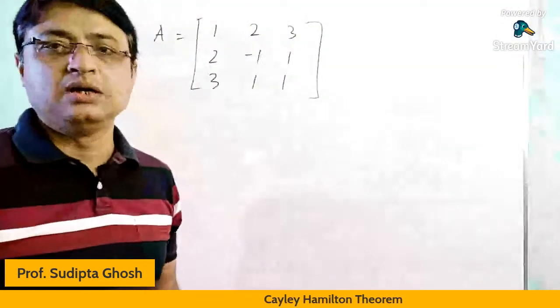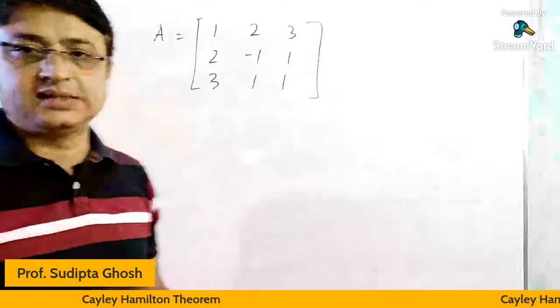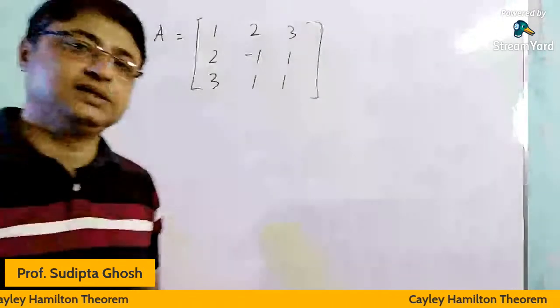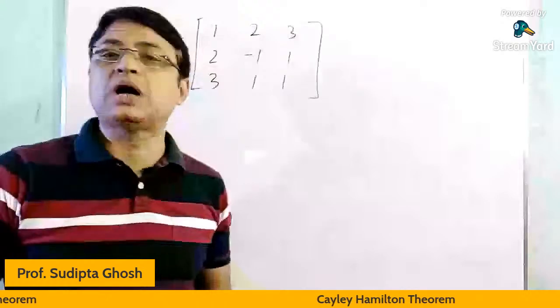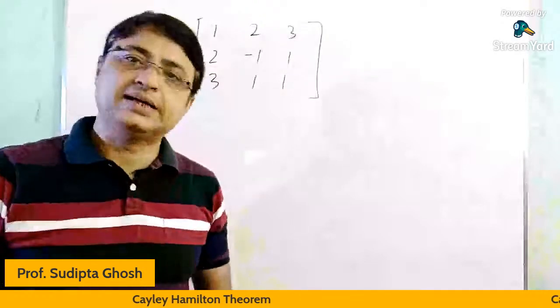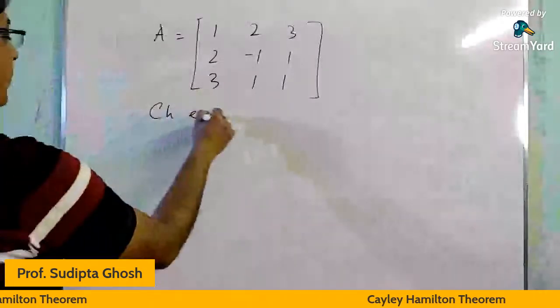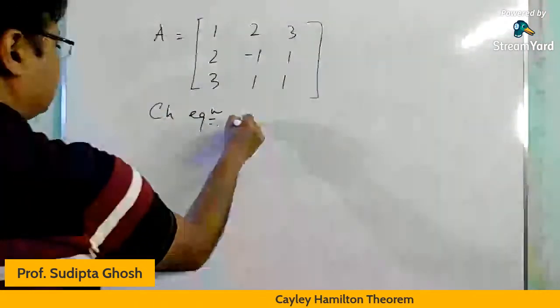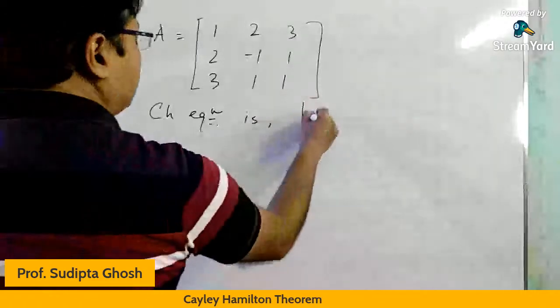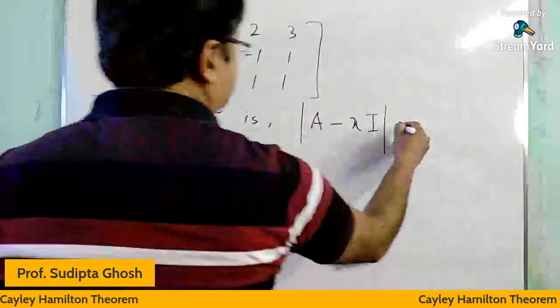As I told you, we have to first find the characteristic equation, and to find the characteristic equation we have to write the determinant of A minus xI equals 0. So the characteristic equation is the determinant of A minus xI equals 0.